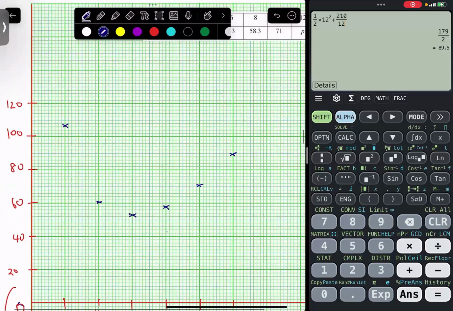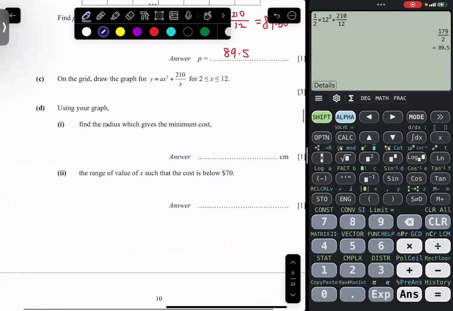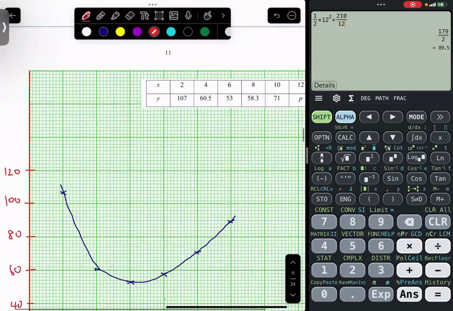So the curve would look something like this. What's the question again? Using a graph, find the radius which gives the minimum cost. So for minimum cost, I can look from my data as well.